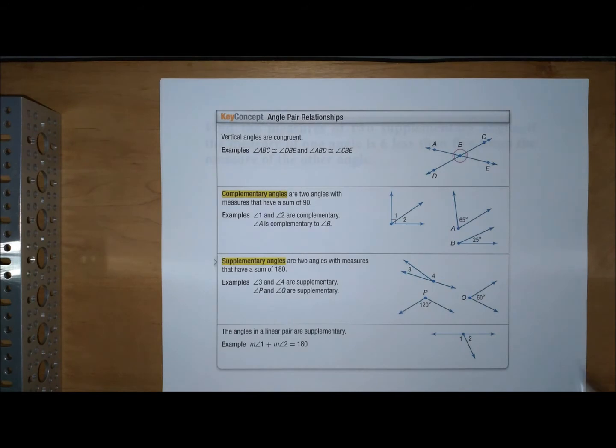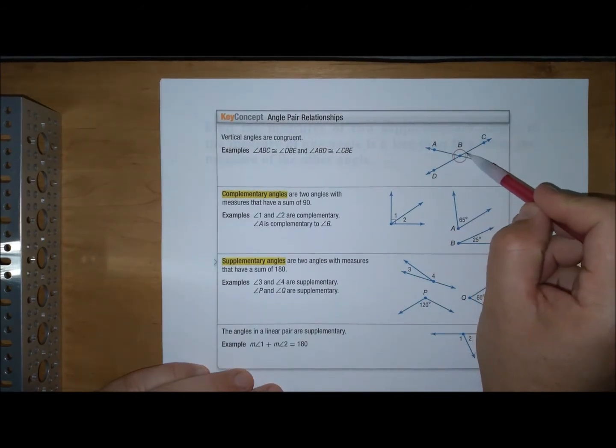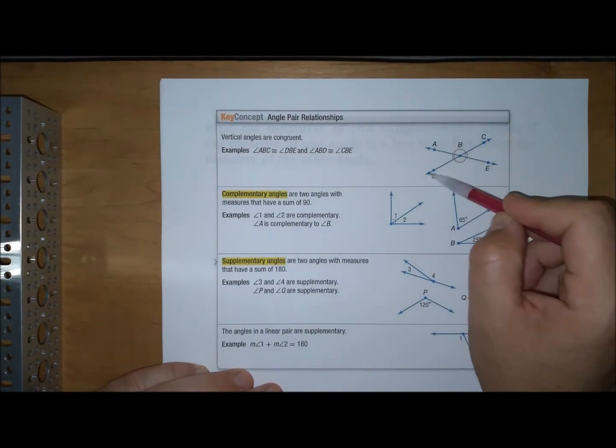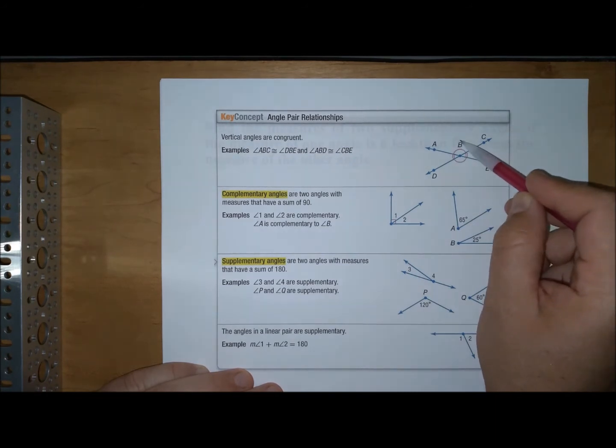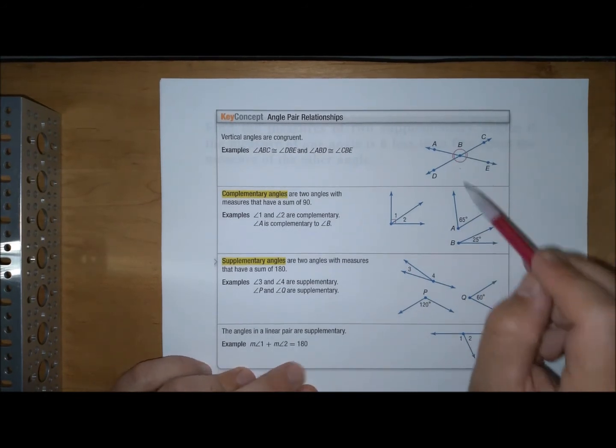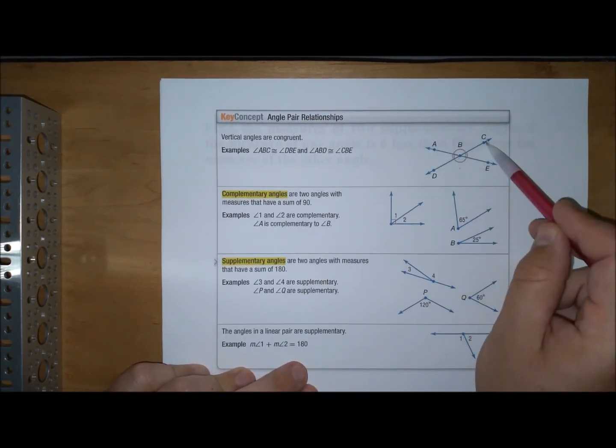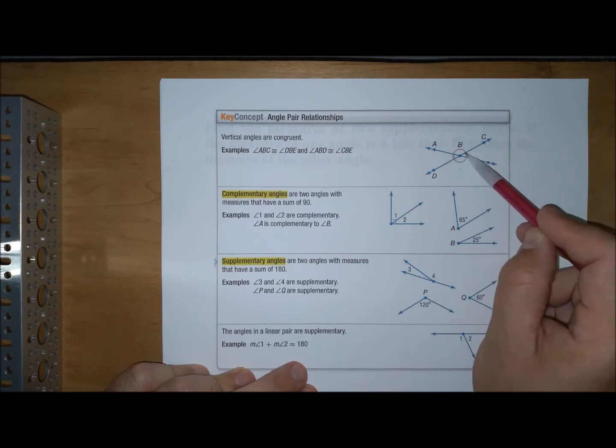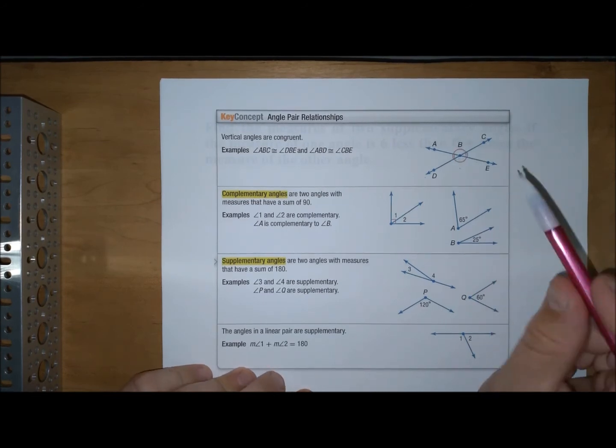You notice how they've marked this here. They've given one arc to angle ABC and DBE. They each have one arc indicating that they're congruent to one another. And angles ABD and CBE each get two arcs indicating that they are congruent to each other.